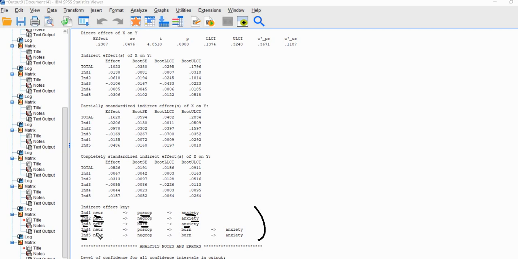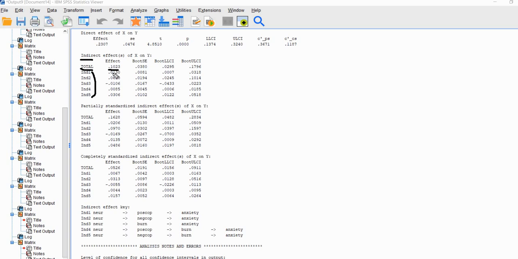The fourth one incorporates our M1 and M3 mediators, so it's neuroticism to positive coping to burnout to anxiety, and then IND5 is neuroticism to negative coping to burnout to anxiety. That legend is going to be really helpful when interpreting the results in this part of the table, because you'll see those indirect effects labeled as IND1 through IND5. The first part of this table I want to draw your attention to is this total right here. This is the total indirect effect of neuroticism on anxiety.